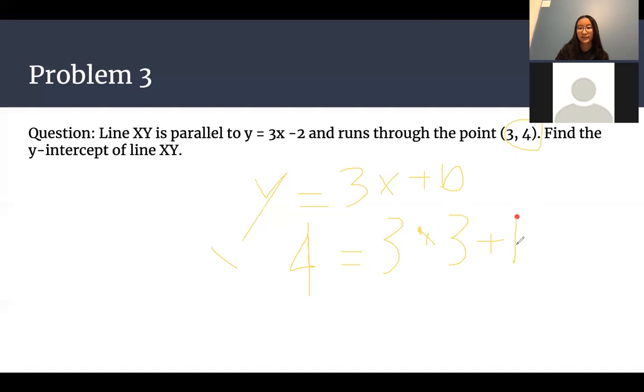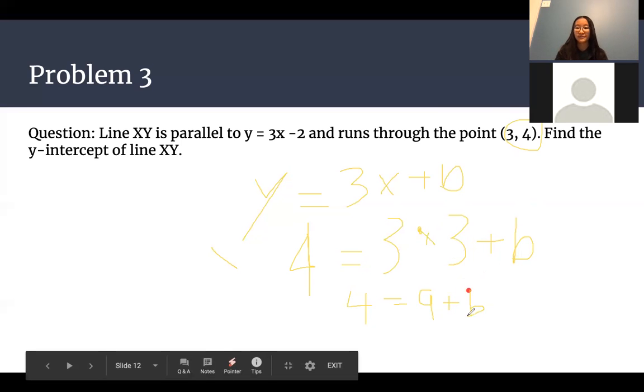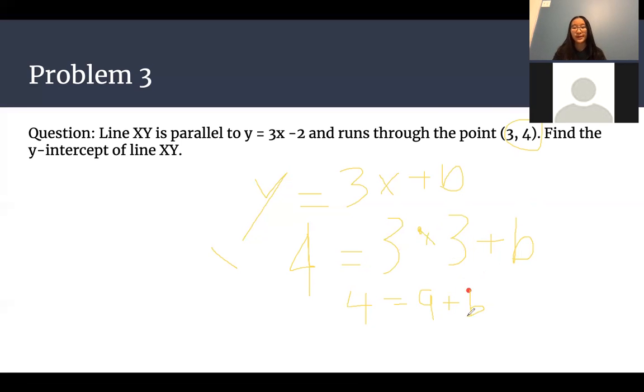And then this is basically a one variable equation like we talked about at the beginning of this lesson. So now you have 4 equals 9 plus b. And now you should know what b is, because if you subtract 9 from both sides, then that will tell you that b equals -5. And that's also the answer to this problem. The y-intercept of that line is -5.